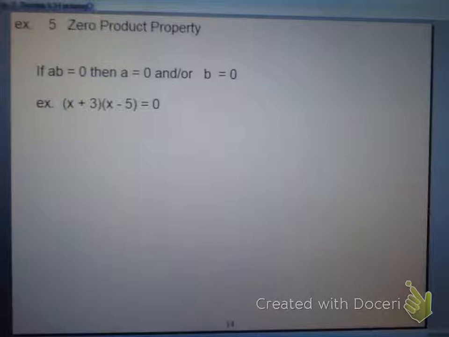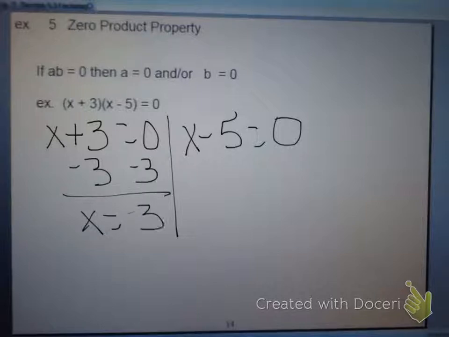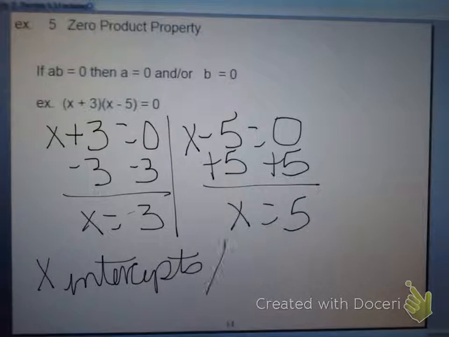Example 5, the zero product property. If AB is equal to 0, then that means A is equal to 0 or B is equal to 0. So in other words, if you have two factors and it's equal to 0, you take each factor and put each one equal to 0. And then you have two simple equations that you need to solve. These are also known as your x-intercepts. And another word for it is the roots. Those are also called roots.